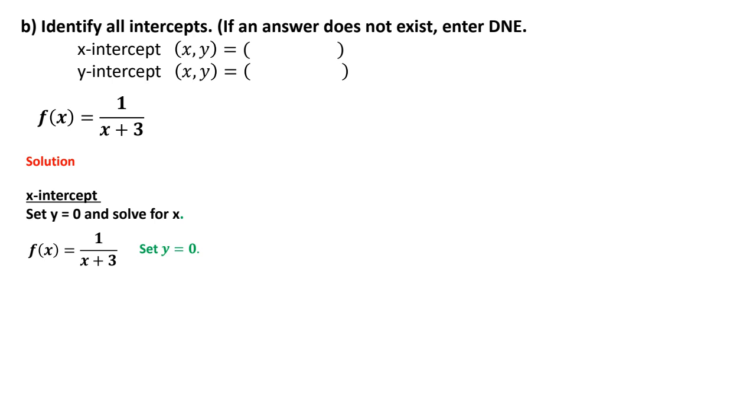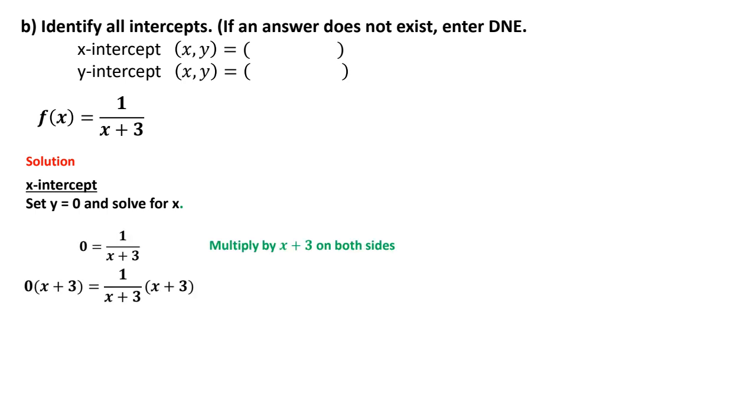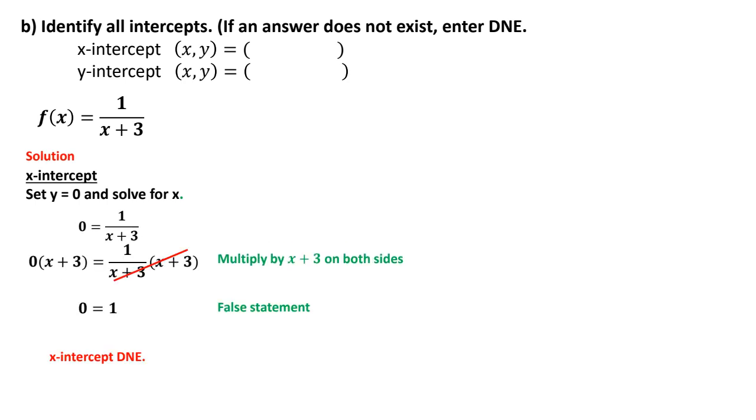We need to identify the intercepts, both the x and the y, for this problem. So again, to review, to find x-intercepts, we're going to set y equal to 0 and then solve for x. Y is replaced by f of x. So we have 0 is equal to 1 over x plus 3. I'm going to multiply by x plus 3 on both sides. When I do that, I get a false statement, right? 0 is not equal to 1. So that means that there aren't any x-intercepts. When my statement is false, that means that x does not exist, or the x-intercepts don't exist.